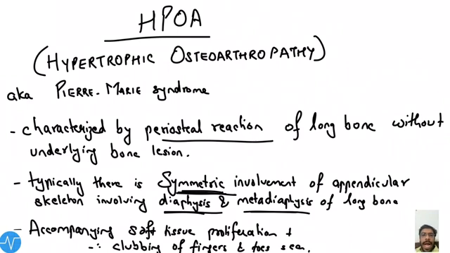HPOA, hypertrophic osteoarthropathy, also known as Pierre-Marie syndrome. It is characterized by periosteal reaction of long bone without underlying bone lesion. Remember that there is no underlying bone lesion, but periosteal reaction is seen.